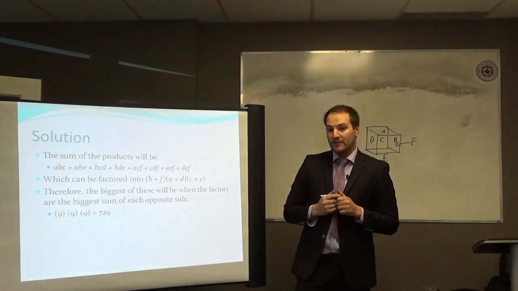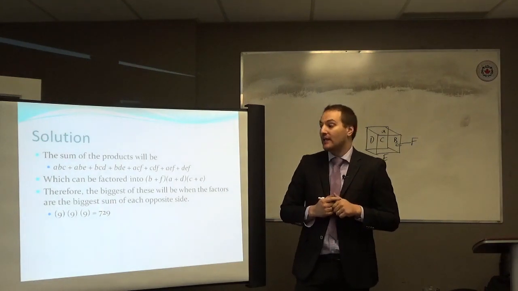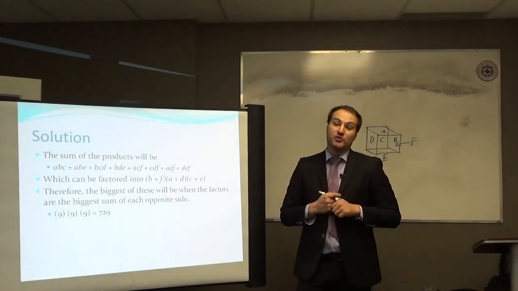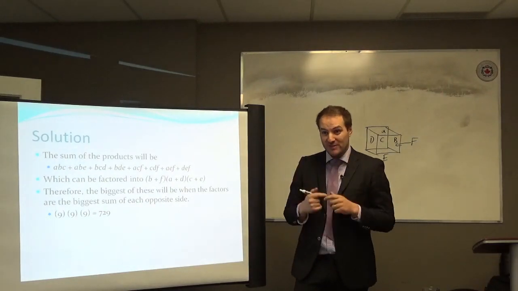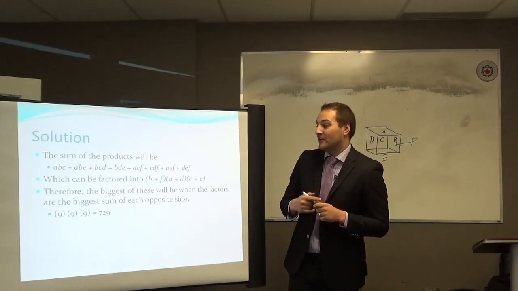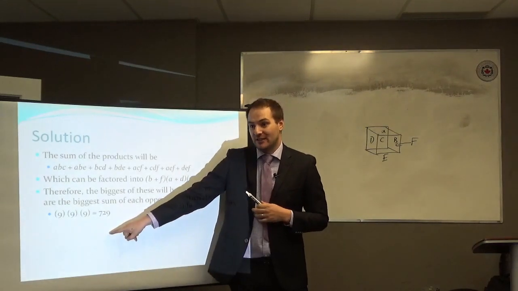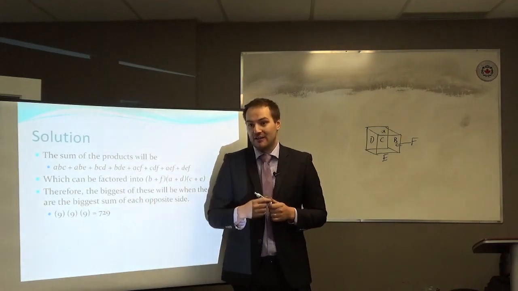And what's the number we get? 9. Exactly. And so we have 9 times 9 times 9, which you will know is 729 when you know your cubes, right? And there you have your answer. Do you have to memorize all the cubes?